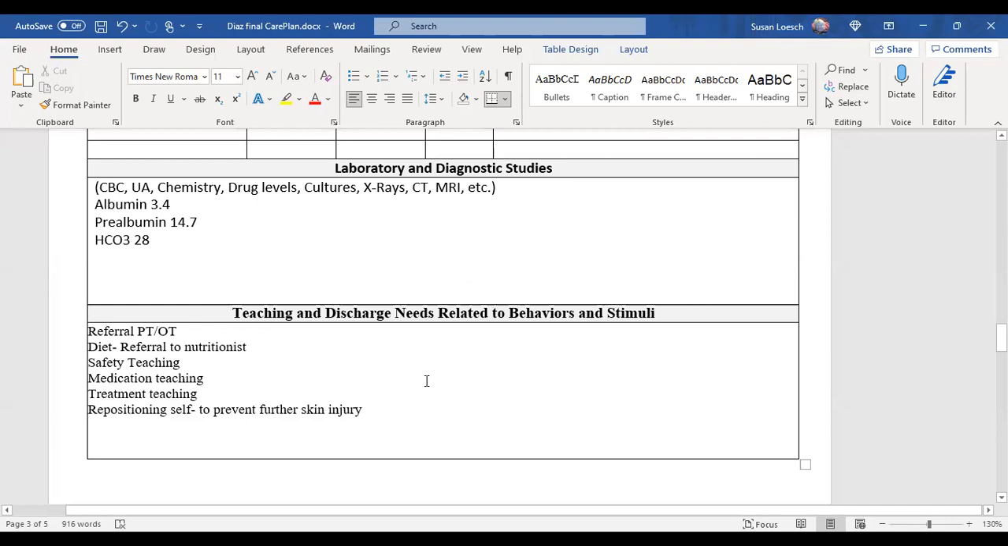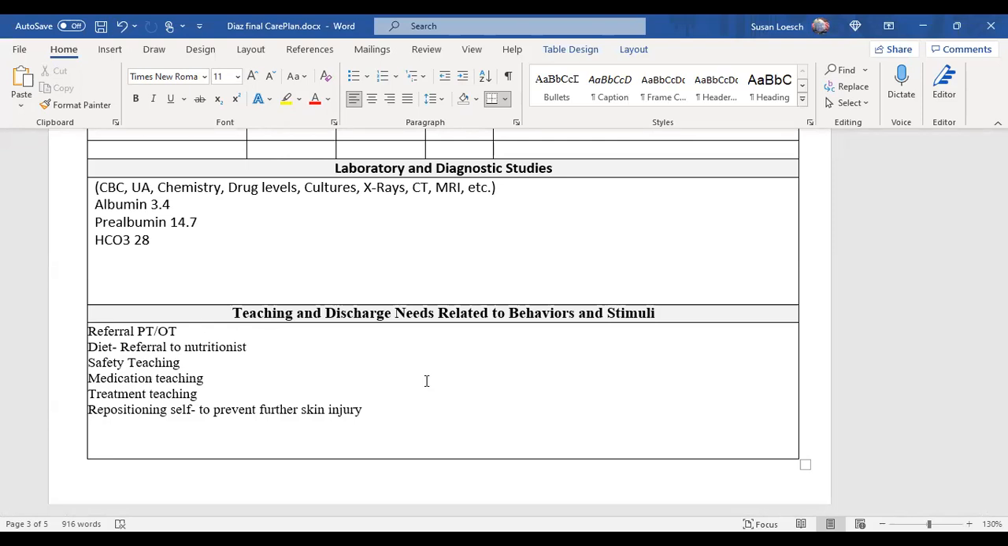All right, so discharge needs. What kind of discharge needs is this patient with the broken hip going to have? Probably therapy. She's going to need therapy after discharge. Yeah, I think she's going to need therapy. Okay, so you would want to give her a referral for physical therapy. What else?